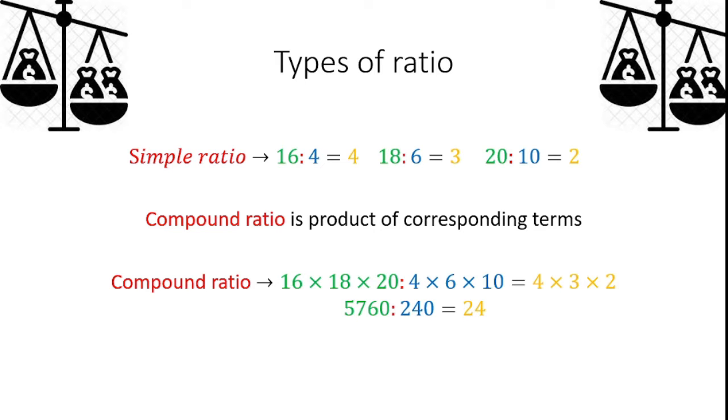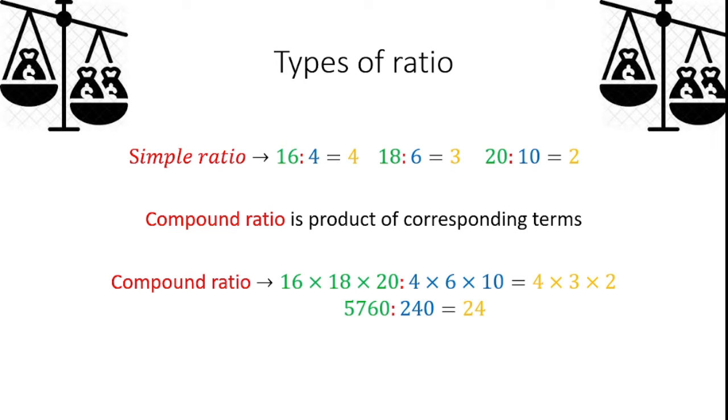Then another example with ratio is known as compound ratio. What is meant by compound ratio? Compound ratio is the product of corresponding terms. Already, with the simple ratio, I explained three ratios: 16 is to 4, 18 is to 6, and 20 is to 10. From these, what is the compound ratio?